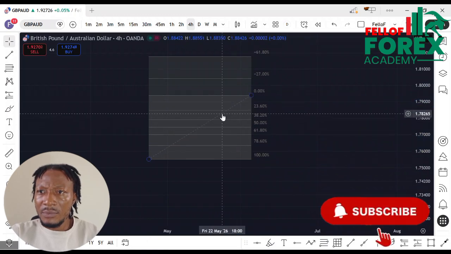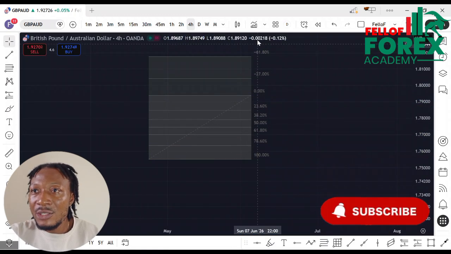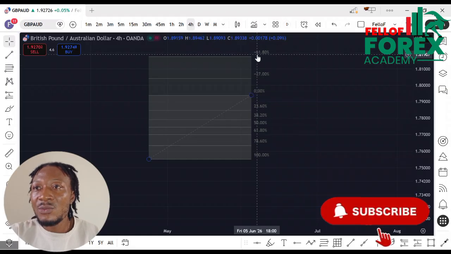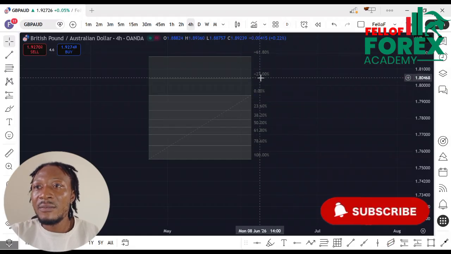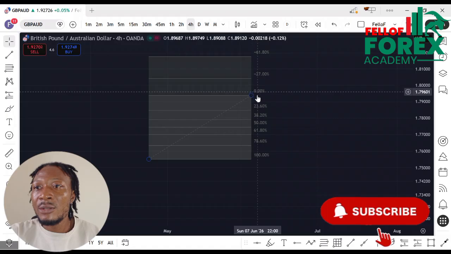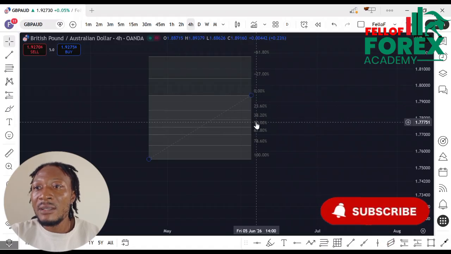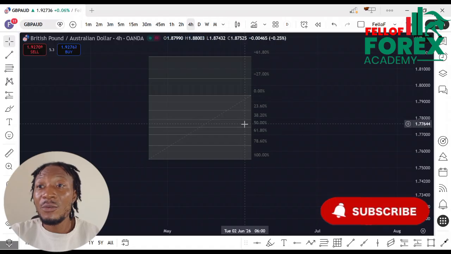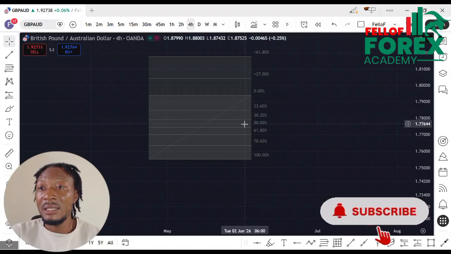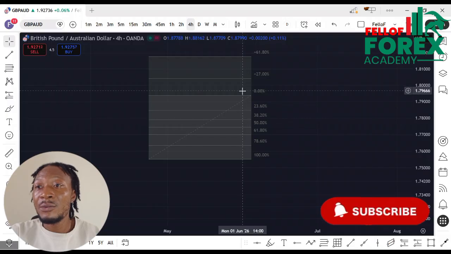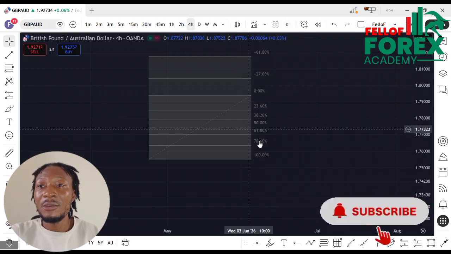Okay, so now look on the right, you see so many numbers. You have negative 61.8, you have negative 27, you have 0, you have 23.6, you have 38.2, you have 50.00. These are numbers that I put personally. Some people just have the 0, 100, and 50. It all depends on you.